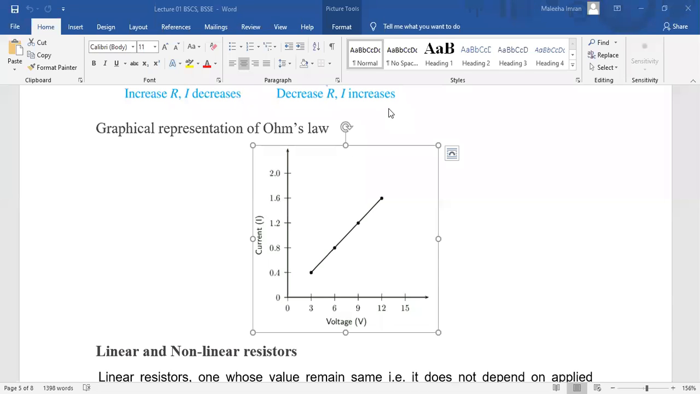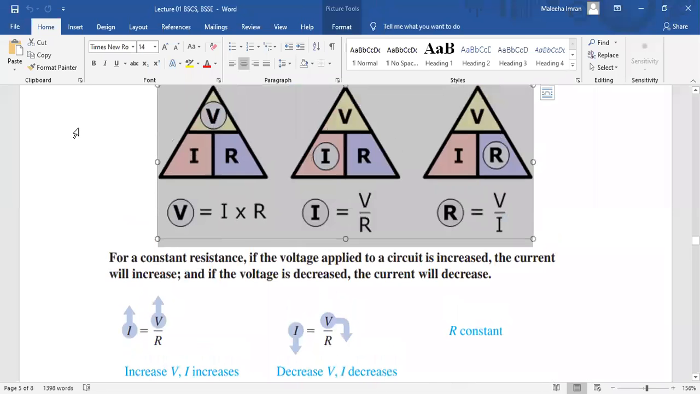Then we saw the Ohm's law triangle. From the Ohm's law triangle, we can determine the three quantities like this. This is the Ohm's triangle. There's V, I, and R. So from the first triangle, we see that V is equal to I cross R. In the second triangle, we see that I is equal to V by R. And in the third triangle, we see that R is equal to V by I.